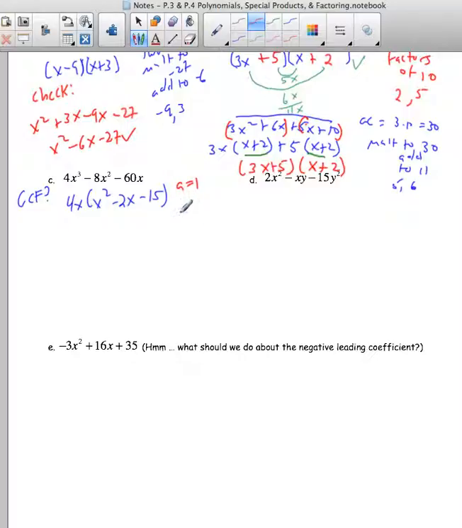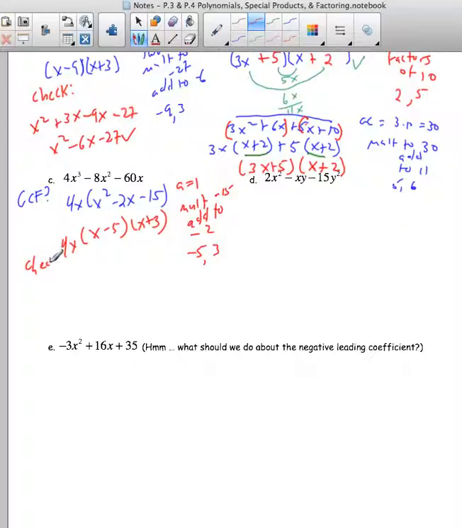Now I have a trinomial where the leading coefficient is 1, which is a lot easier. So I look for numbers that multiply to negative 15 and add to negative 2. Those numbers are negative 5 and positive 3. So I can factor this trinomial as x minus 5 times x plus 3, and I bring the 4x down. So that is my factorization.